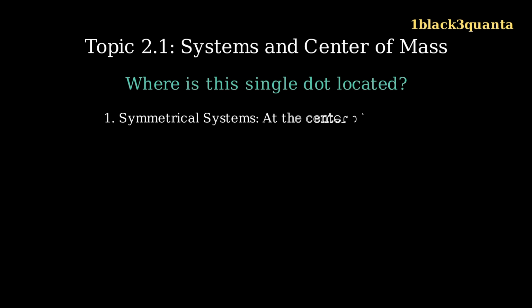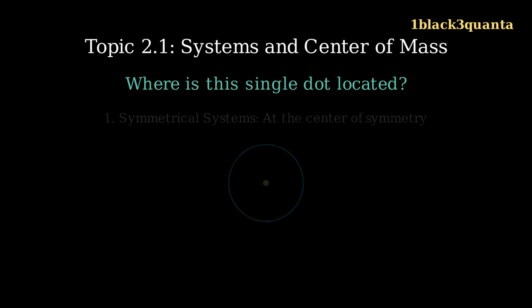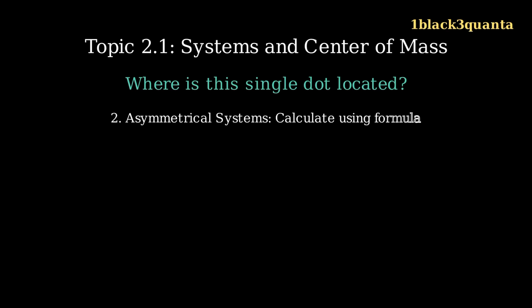For perfectly symmetrical objects, it's located right on the lines of symmetry. But for asymmetrical systems, we calculate its position using this core formula. Let's visualize how this formula works in 3D space with a practical example.